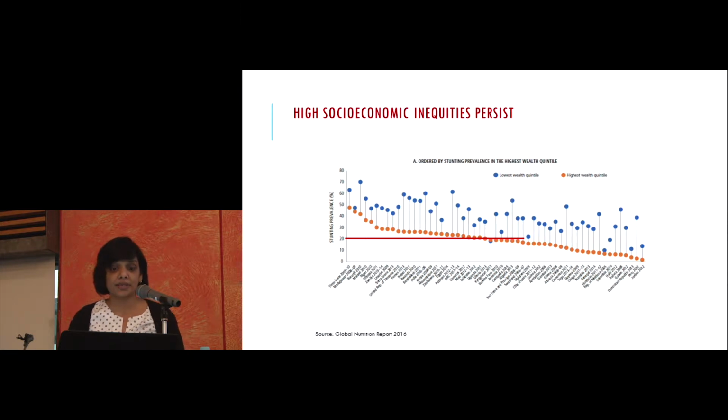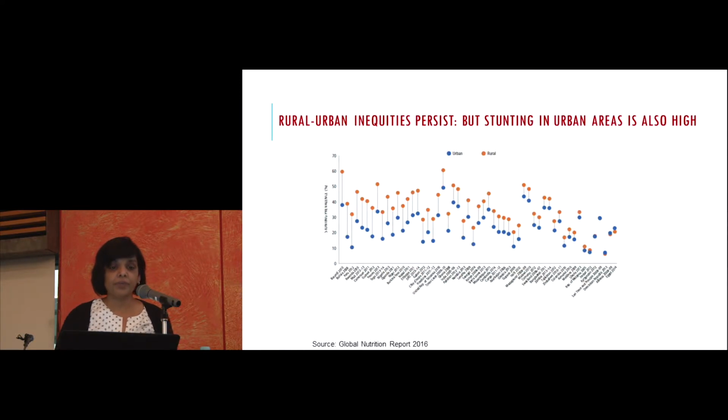Over 20%, more than 1 in 5 children are stunted even among the highest income quintile, right? That's quite disappointing and shocking. And again, rural-urban inequities tend to persist. Again, in this one, the blue dots are the urban, and the orange dots are the rural.